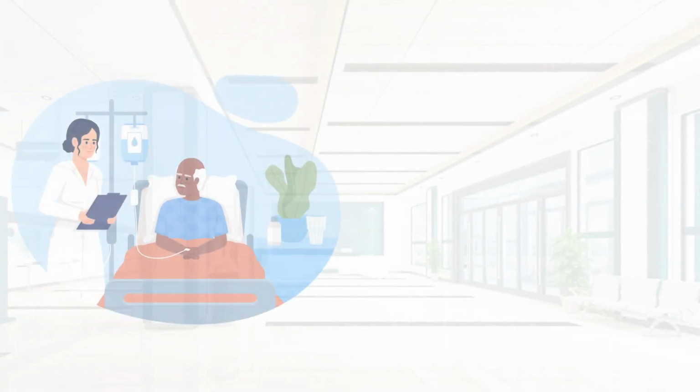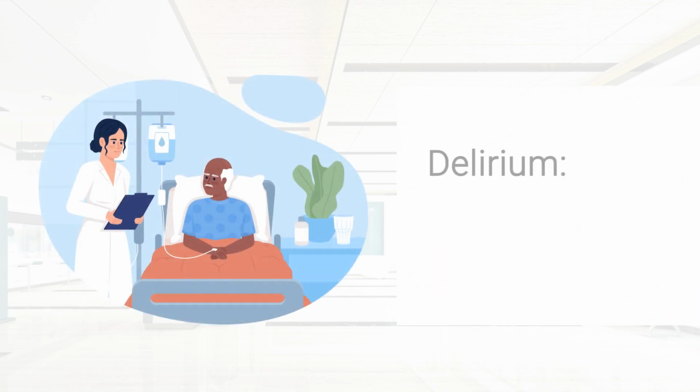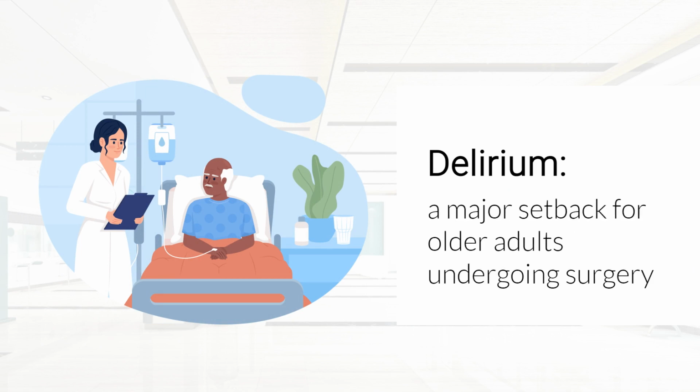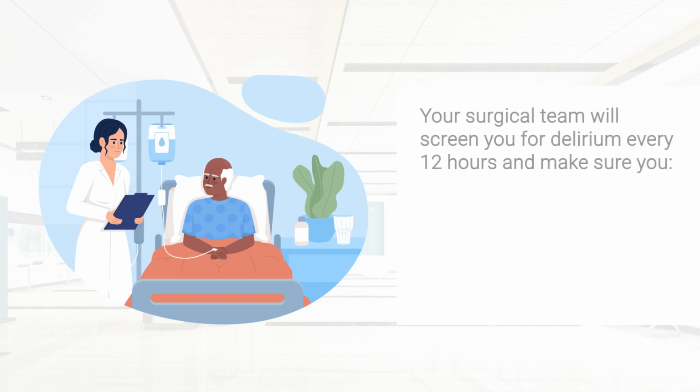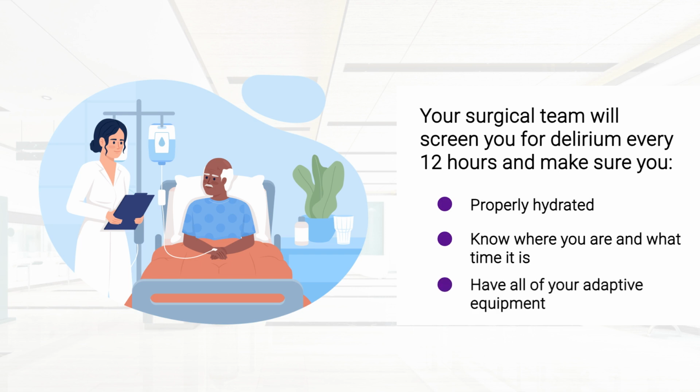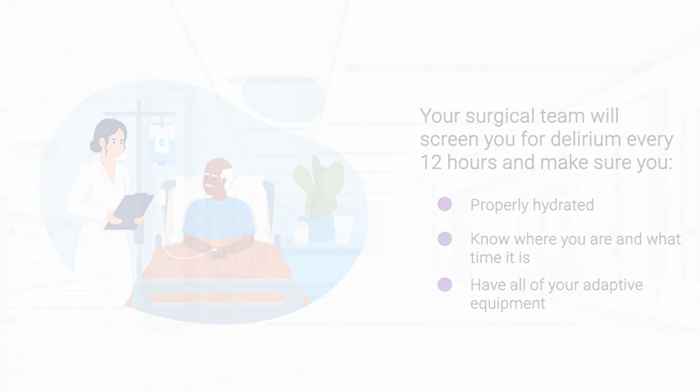After surgery, you are at increased risk for delirium, a sudden change in brain function. Delirium is a major setback for older adults undergoing surgery. To prevent delirium, your surgical team will screen you for delirium every 12 hours and make sure you are properly hydrated, know where you are and what time it is, and have all of your adaptive equipment, including eyeglasses and hearing aids.